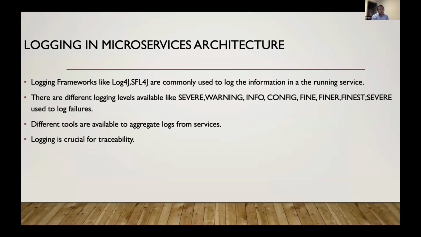So in microservice architecture, there are different logging frameworks used, like Log4j and SLF4J, which are some of the commonly used ones. There are different logging levels, like severe, warning, info, config, fine. Severe means there is a major error, so we use severe or error to capture those logs. Warning is for warning messages, which are not crucial for the execution of the program, but useful for debugging purposes.